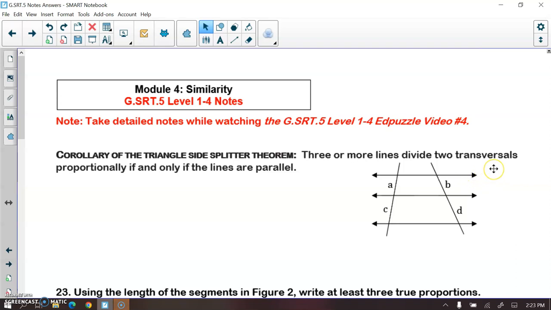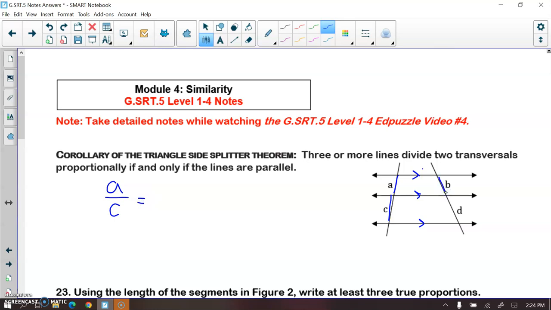Okay, so we do have a corollary to the side splitter theorem. This states that if 3 or more lines divide 2 transversals, or 3 or more lines are parallel going through 2 transversals, then those lines split those transversals proportionally. So what that means is that these 3 lines are parallel, and it splits on these sides here proportionally, meaning A over C is equal to B over D. That's one way of writing it.